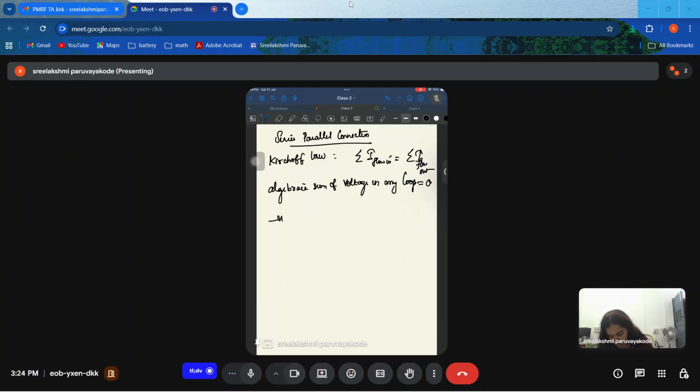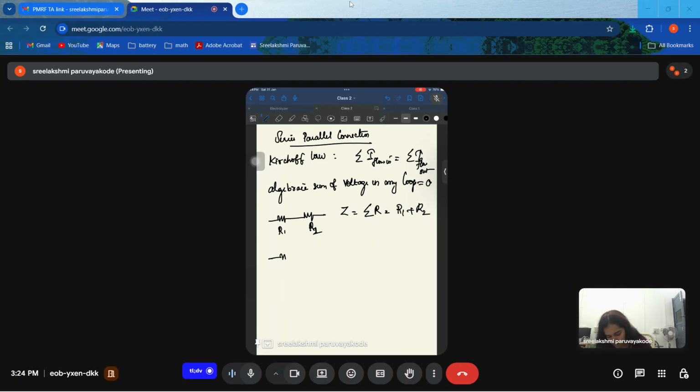The first one being, this is kind of easy. Here, the two resistors are in series, so we are going to add up the sum of resistance. So that is R1 plus R2.